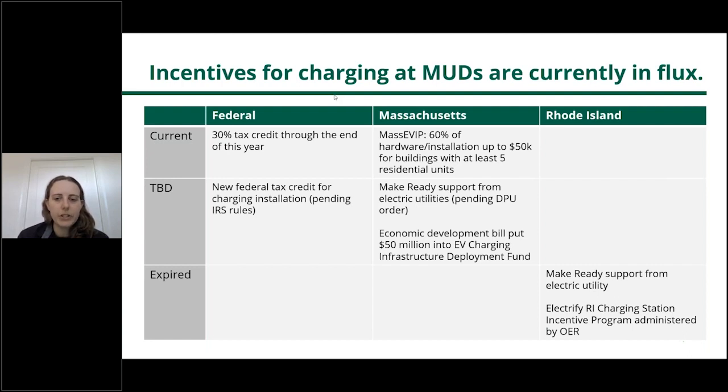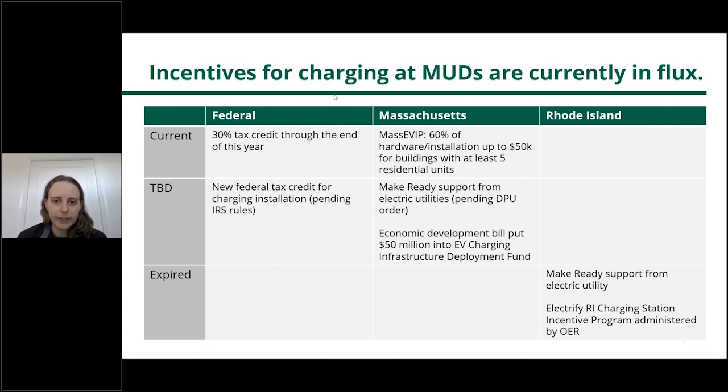The 2 big electric utilities in Massachusetts, National Grid and Eversource, have historically had a make-ready program where they would cover the costs of, again, bringing electrical service to the charging pad for multi-unit dwellings.